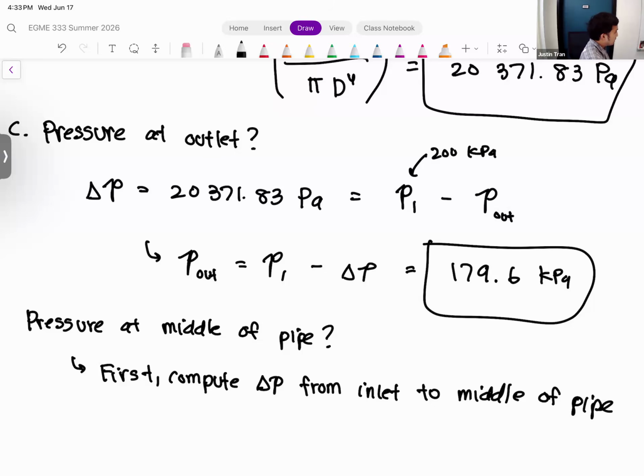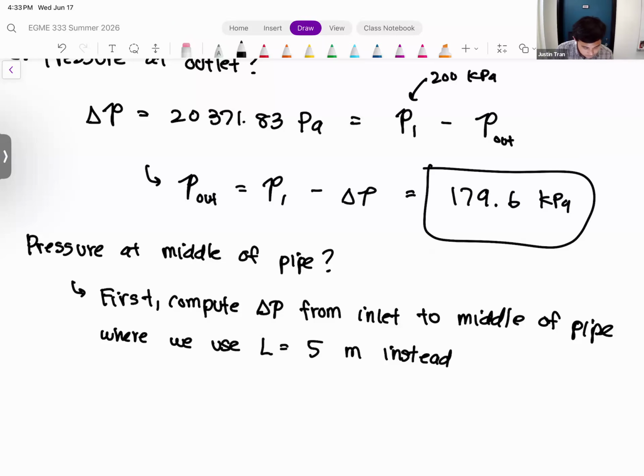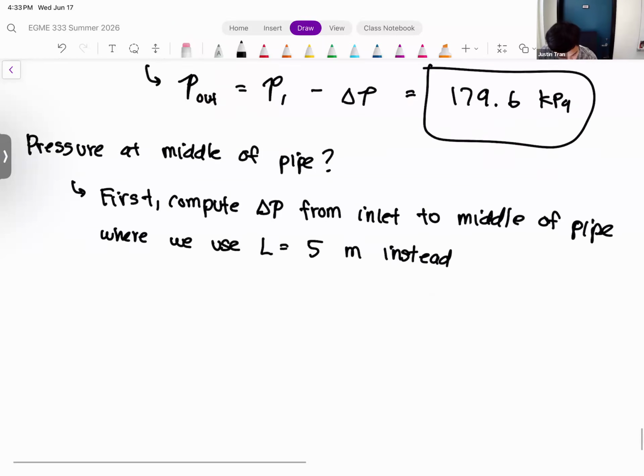Noting that, as you travel from the inlet to the middle of the pipe, the middle is only halfway down. And so instead of using a length of 10 meters, we're going to use the halfway point, which is a length of 5. All right, so let's go ahead and apply the same formula.